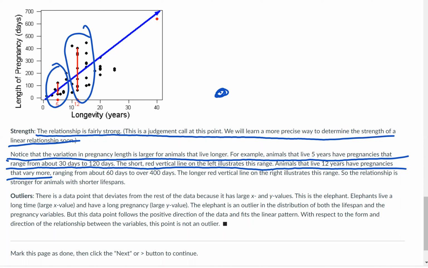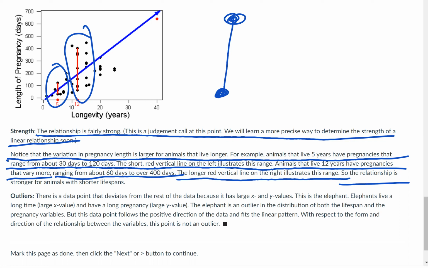It goes from the very lowest length of pregnancy for some animals that live 12 years to the highest length of pregnancy for an animal that lives 12 years. It ranges from about 60 days to over 400 days. The longer red vertical line on the right illustrates this range, like we said. So the relationship is stronger for animals with shorter lifespans.